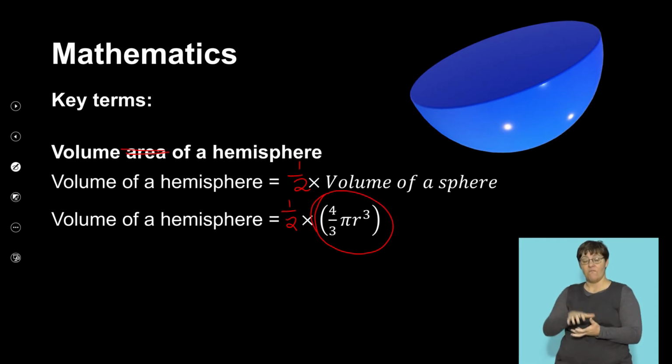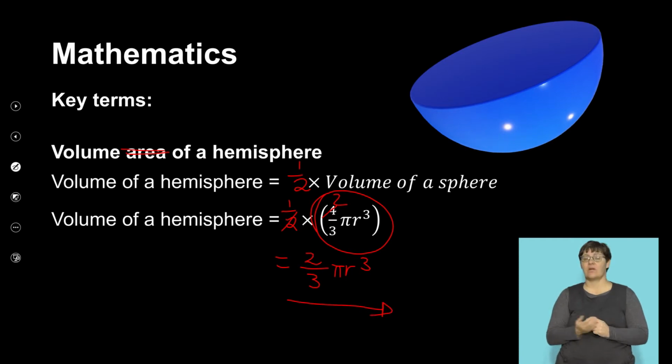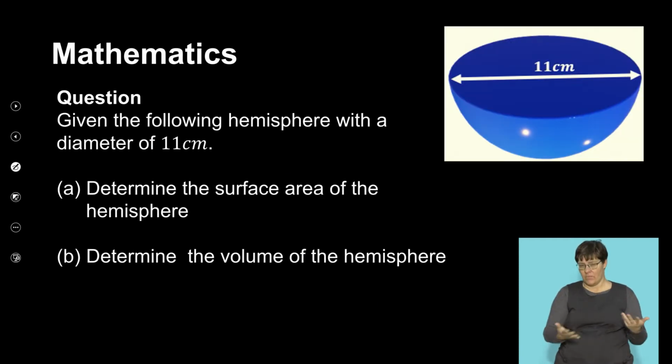And I know that the volume of a sphere is 4 over 3 pi r cubed. So if I want to simplify this, I can cross cancel my 2's. So the volume of a hemisphere will be 2/3 pi r cubed. Great, so I'm quickly going to show you an example of how this can apply. If we are given the following hemisphere with a diameter of 11 centimeters, we can determine the surface area of the hemisphere, and we can determine the volume of the hemisphere.